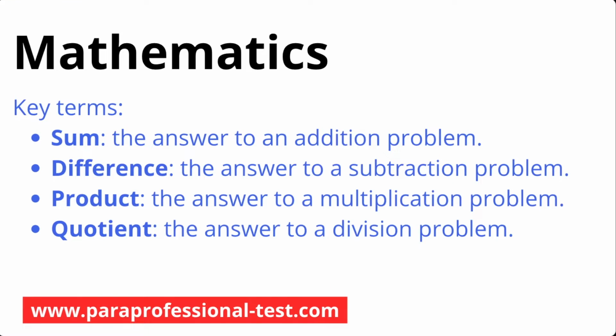The ParaPro assessment requires examinees to demonstrate the ability to add, subtract, multiply, and divide whole numbers. To begin, let's review key vocabulary terms that you'll need to know in order to pass your test. Sum is the answer to an addition problem. Difference is the answer to a subtraction problem. Product is the answer to a multiplication problem. And quotient is the answer to a division problem.